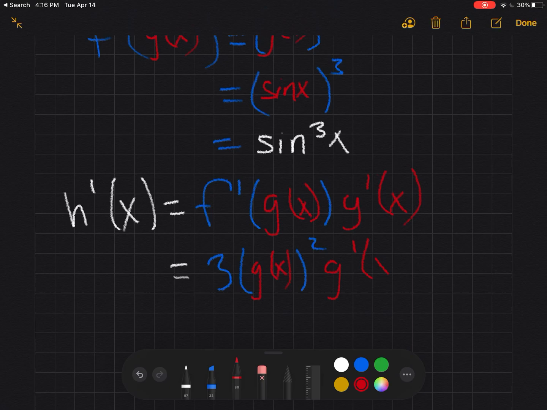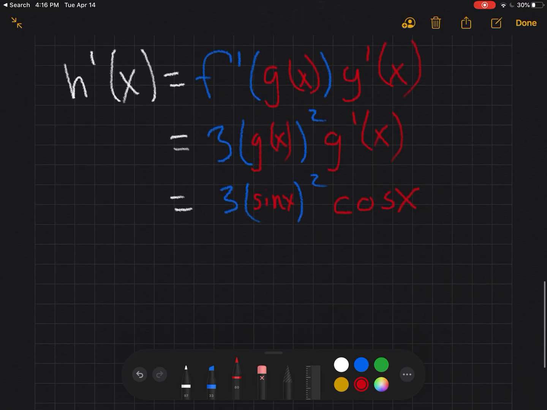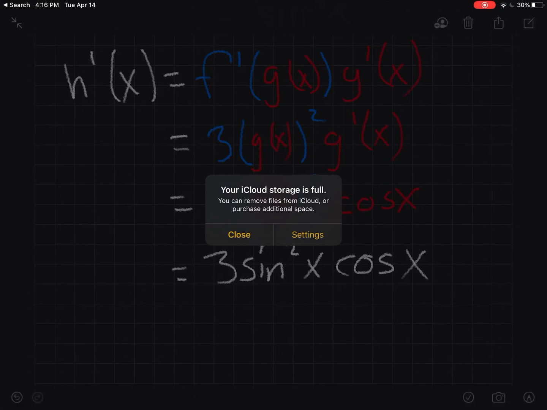And so that's going to be, our outside function was x cubed. So this is going to give us 3 times g prime of x, and the derivative of sine is cosine. So that's going to give us this. We're going to end up with 3 sine x in here times cosine x. And then we can simplify this. We'll end up with 3 sine squared x cosine x. And that will be the derivative there.